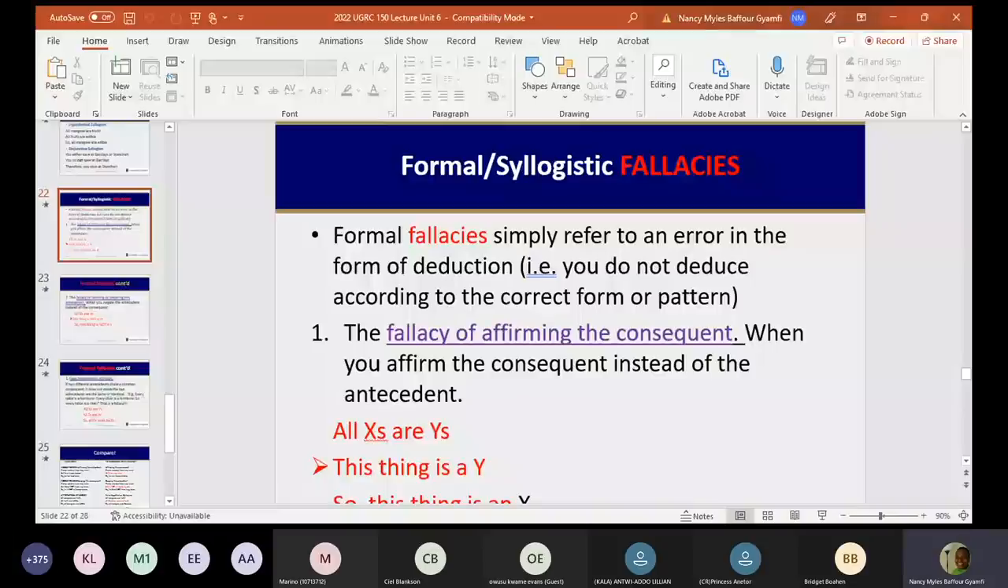Therefore, we should assume that X is a woman. Now that is a problem. So I say it again, and we'll use the screen. Look on the screen now. This is the fallacy that is affirming the consequent. It doesn't do modus ponens well.